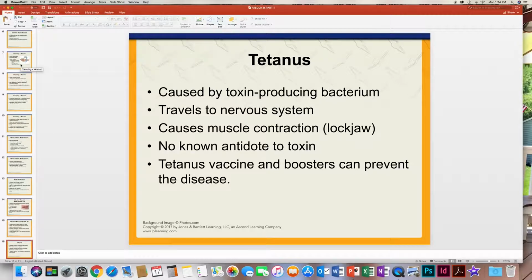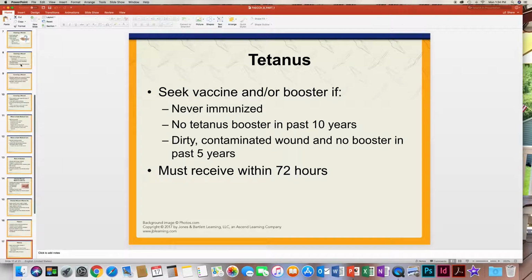Tetanus is a toxin produced by bacteria. It travels to the nervous system and can cause lockjaw. There's no known antidote to this toxin, and that's why the tetanus vaccine is very important, and then boosters every 10 years to prevent the disease.